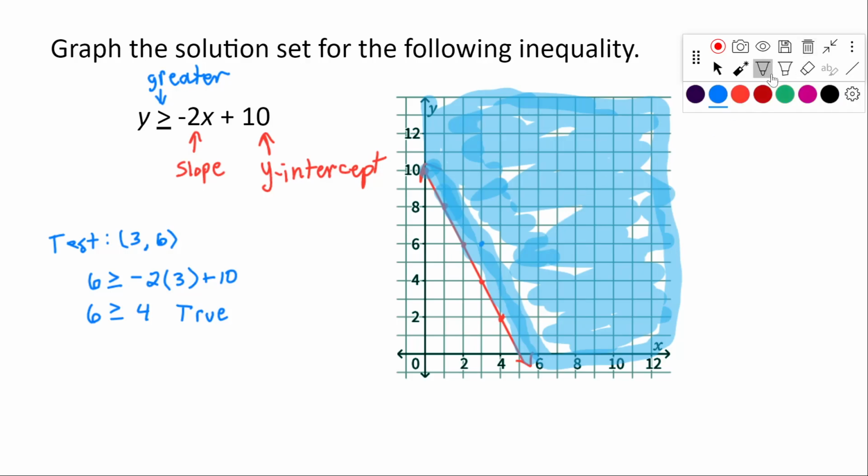Now something else you could use to determine if something is part of the solution set is you could put your pencil on a point on the line and ask yourself, if I'm looking for y greater than this point, which direction would I have to go? Would I have to go vertically up or vertically down? Well, greater than would be up. So that happens to be the same region that we just shaded in. So that's another test we can use.